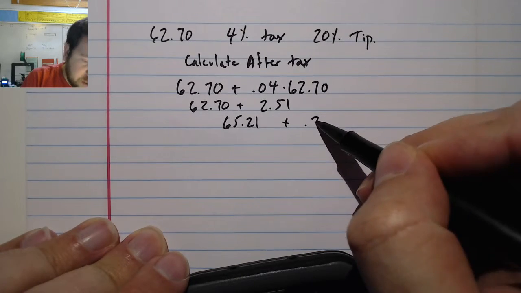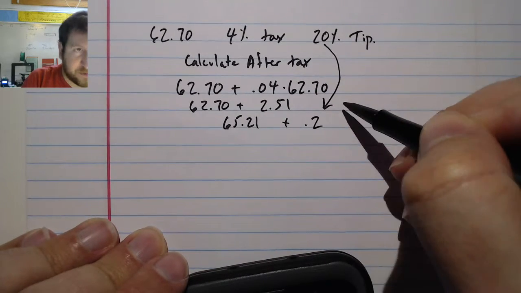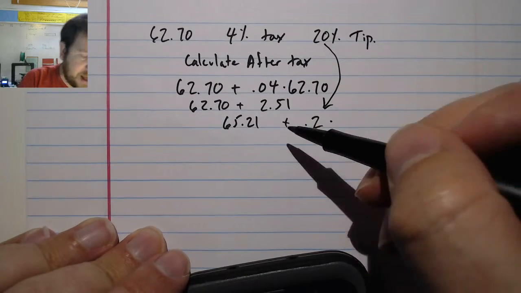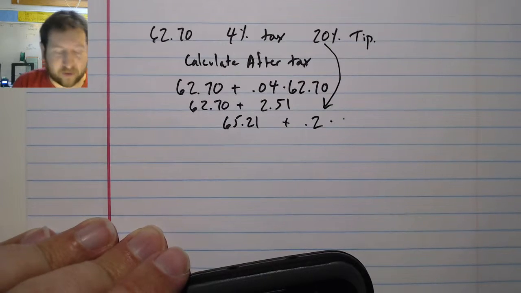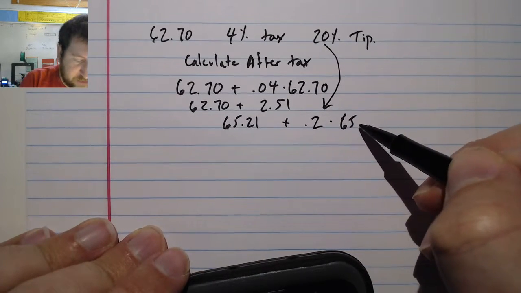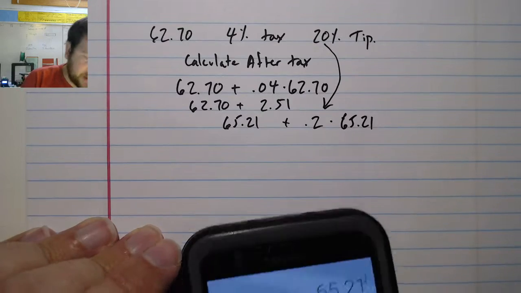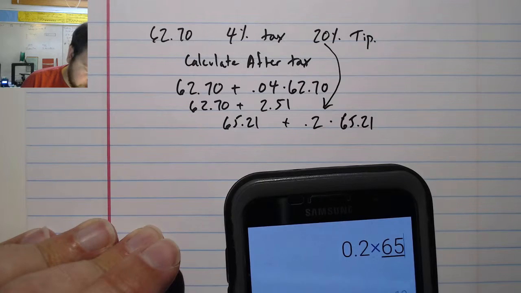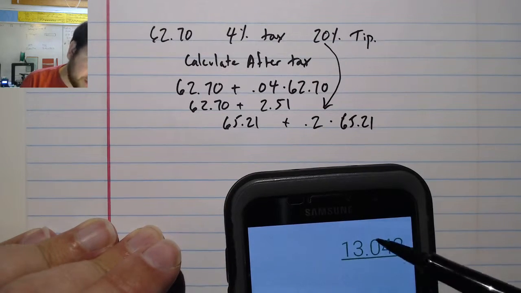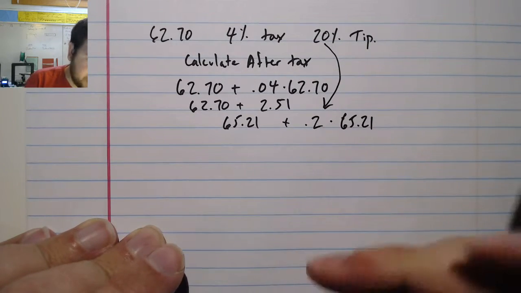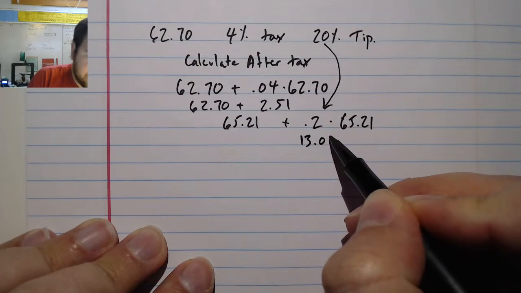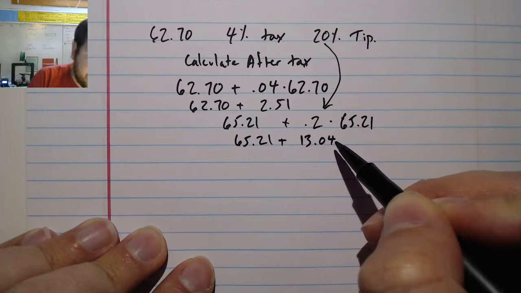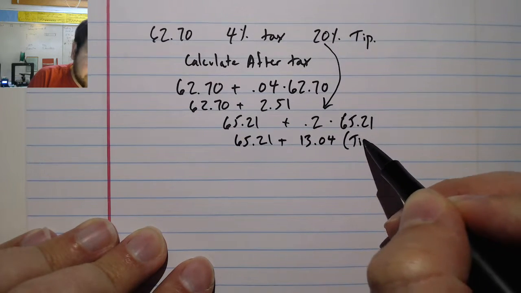So I have 0.2 because that's how I got from my 20%. And I'm going to multiply it by the bill that I've currently got, my new original after I calculated the tax: 65.21. And I can calculate that. 0.2 times 65.21, and I'm going to have $13.04.